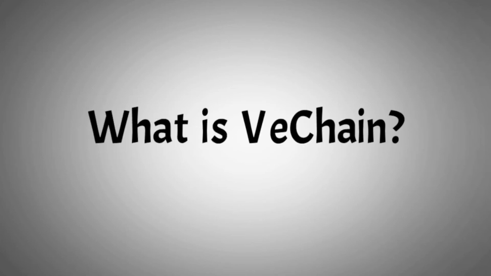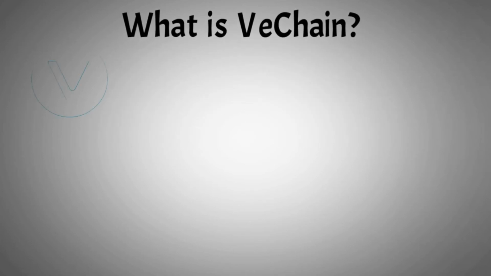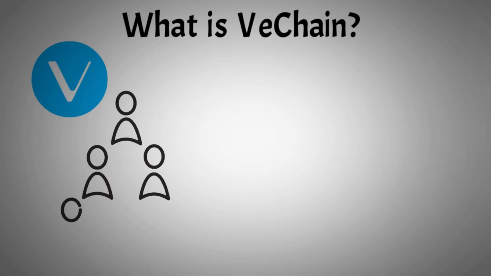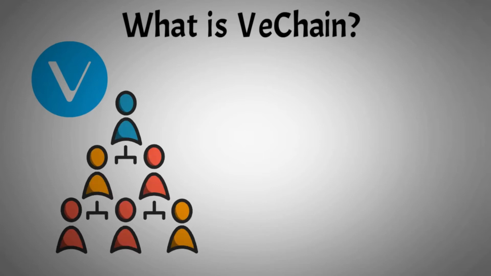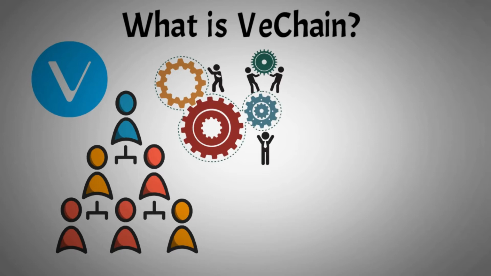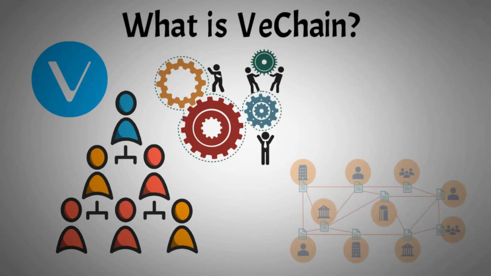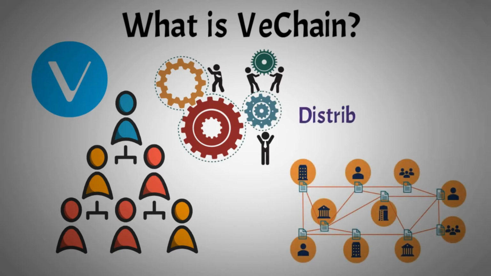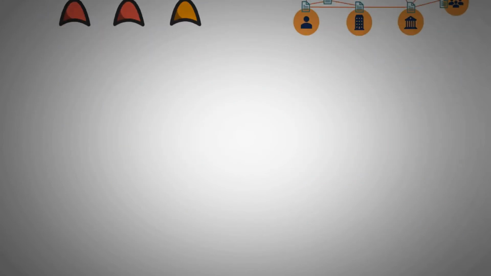What is VeChain? VeChain is a blockchain network that was primarily developed to strengthen and make supply chain management more efficient. It also intends to improve business operations and enhance the flow of information amongst complex supply chains through the use of its distributed ledger technology, or DLT.